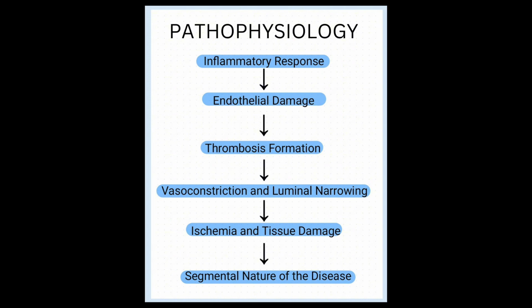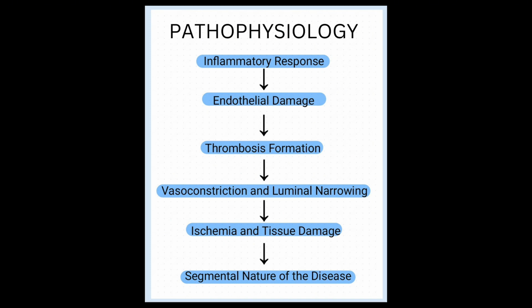Next is ischemia and tissue damage. With compromised blood flow, the affected tissues do not receive adequate oxygen and nutrient supply, leading to ischemia. This ischemia can cause pain, tenderness, and in severe cases, tissue damage, ulceration, and gangrene.